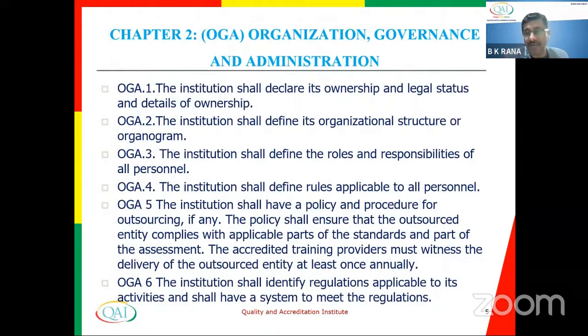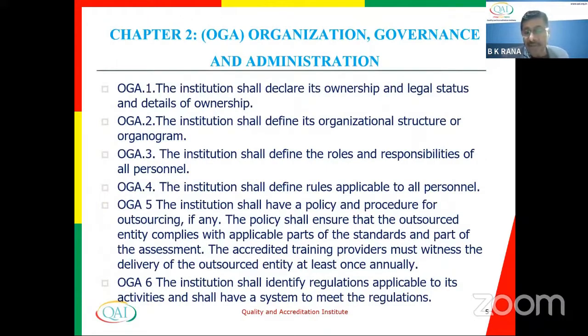So in case something you are outsourcing to someone else, then you define the policy for that. The policy shall ensure that the outsourced entity complies with applicable parts of the standards and part of the assessment. So even in case you are subcontracting or outsourcing a thing to some other organization, then you need to define what is that, and then ensure that that entity, or even maybe the individual in terms of the faculty as a contractor, meets the requirement of this standard which we are talking about.